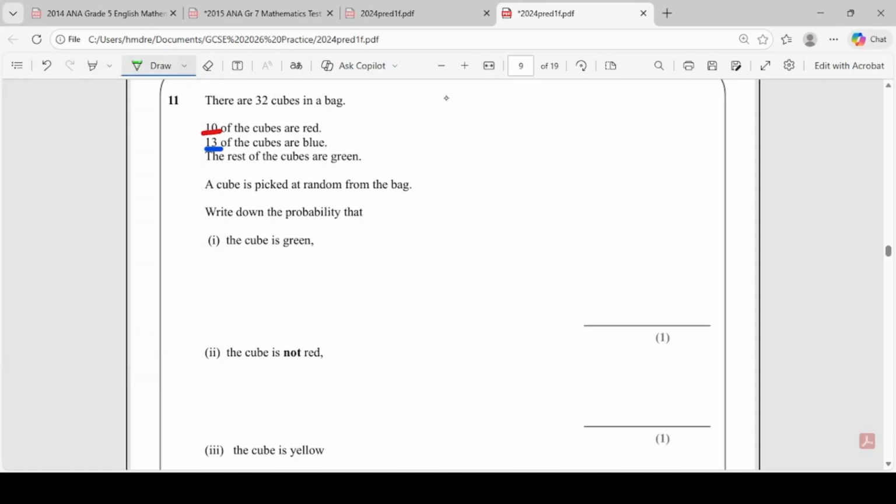So green is 32 in total. We take away the 10 red, take away the 13 blue. So 32 take away 10 is 22. Take away another 10 is 12. Take away 3 is 9. So there are 9 green. As soon as you see this kind of thing, cubes in a bag, sweets in a bag, this is a probability question. So if you're struggling with that, that's what you need to look at, probability.